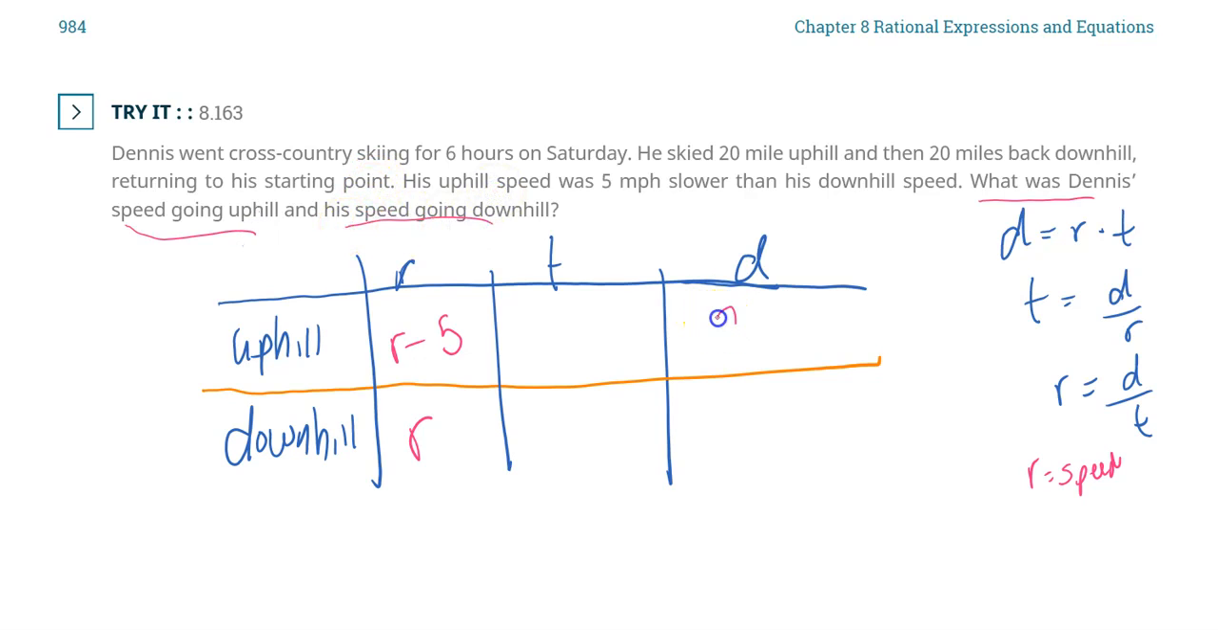Okay, well, we know the distance is fixed, 20 miles each way. We have one more piece of information. We know that his total time was 6 hours. And we know that time is distance divided by rate. So uphill, 20 divided by r minus 5. And downhill, we have 20 divided by r.